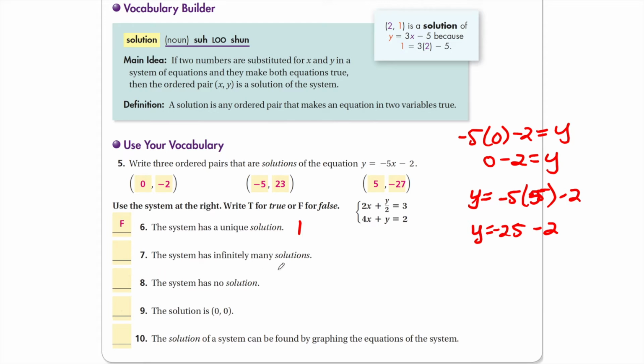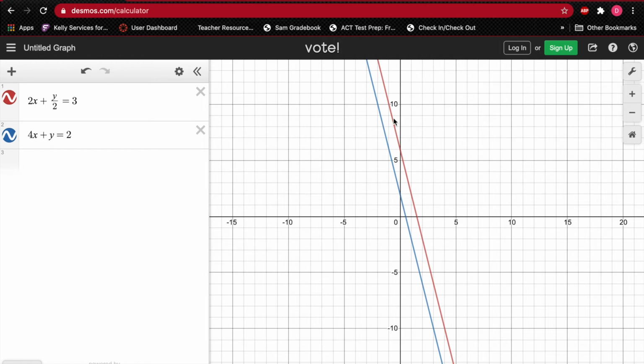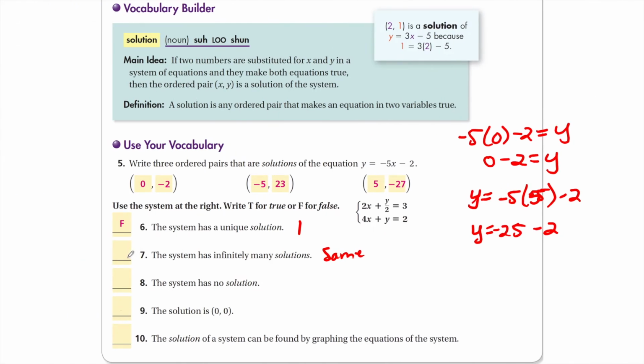The system has infinitely many solutions. Again, these are parallels, so if it was infinitely many, that means that no matter what we plug in, it's guaranteed to work, which also represents the same line. And in this case, this is clearly not the same line. The two different lines are parallel, therefore this one's also going to be false.